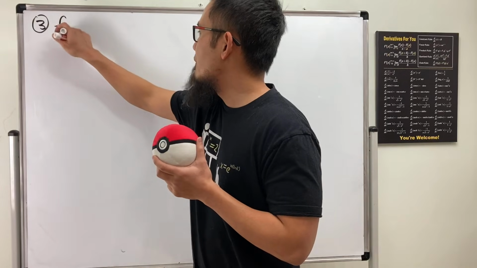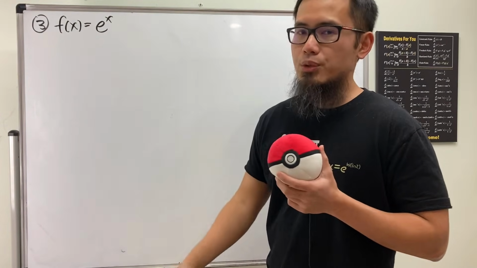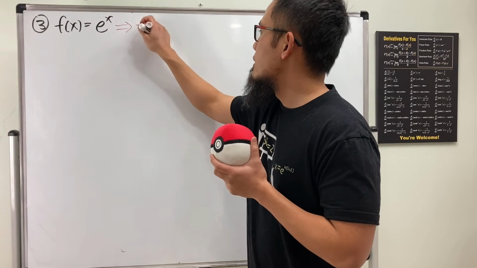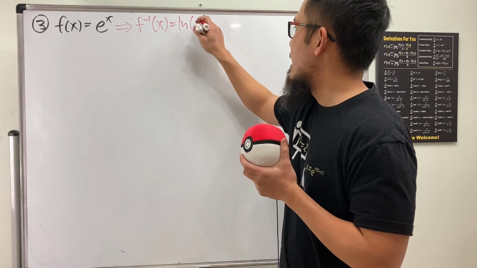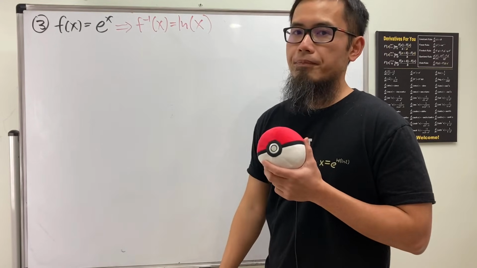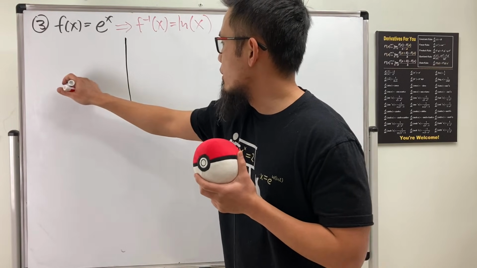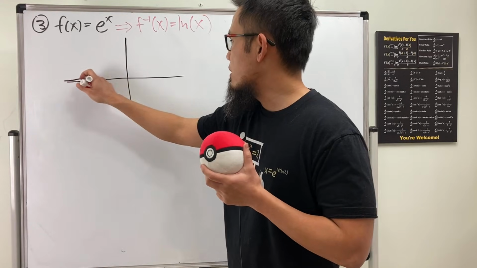Well, if you have the original function f of x, let's say that's equal to e to the x. We know this right here, that its inverse, let me write down the notation, is exactly the natural log of x, right? Now, let me remind you guys of the graph for e to the x and also ln x. e to the x needs no introduction. It looks like this.